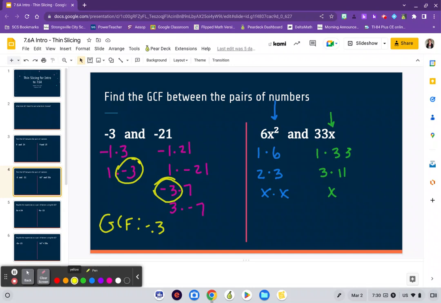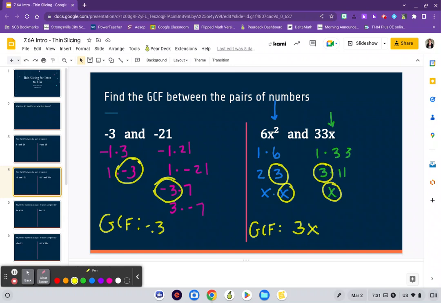And so what happens is I'm going to circle the largest number they have in common. The largest number they have in common is 3. And I'm going to circle how many x's they have in common. The most x's they have in common is 1. They have one x in common. So 3x would be my GCF. So sometimes our GCF could be negative, and sometimes our GCF could have variables.